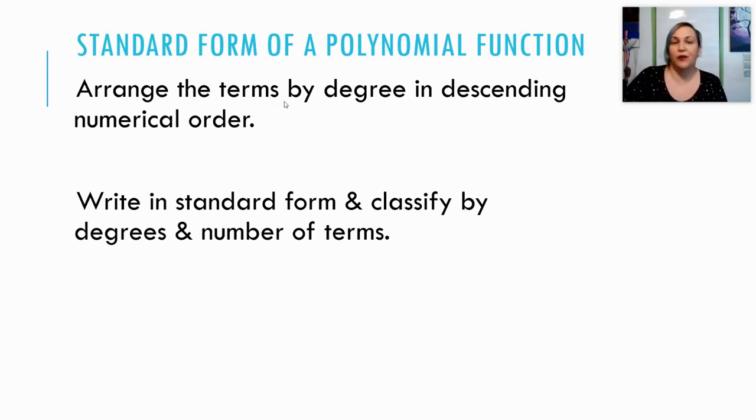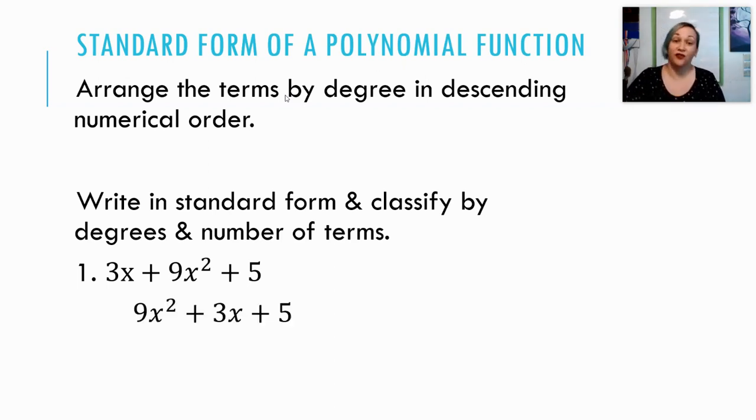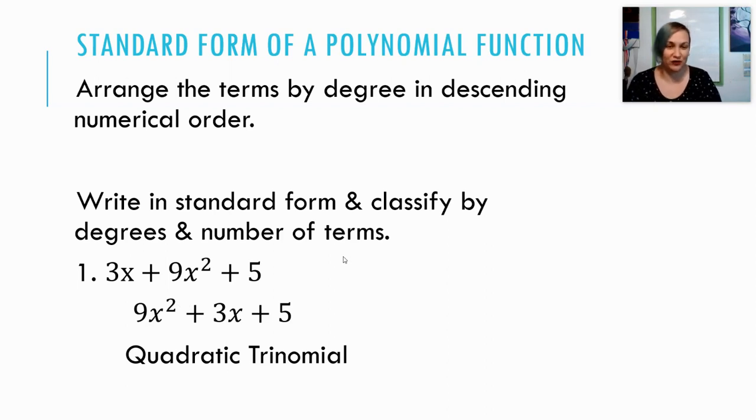So here we're going to write this in standard form, and then we're going to classify it based on the degrees and the number of terms. So 2 vocab words. Okay. In this problem, to write it in standard form, I just need to flip-flop the 3x and the 9x squared. So I want the squared first and the x second. The 5, which doesn't have a variable, always will go at the end. Now the degree of this is the number 2, which makes it a quadratic. And it has 1, 2, 3 terms, which makes it a trinomial. Quadratic trinomial.